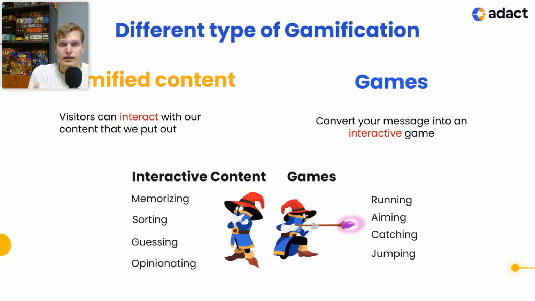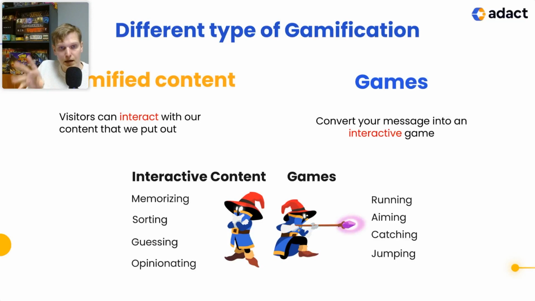For example, they can try and memorize something, or they can sort the content. They can guess something that's hidden in the content, or they can produce an opinion towards the content. With games, I don't know how many gamers are out there, but in games there are also actions that you can do. You can run, you can aim at something, you can catch objects, you can jump. All of those criteria that I shared are actions, and interaction means that your users are doing it towards your content.